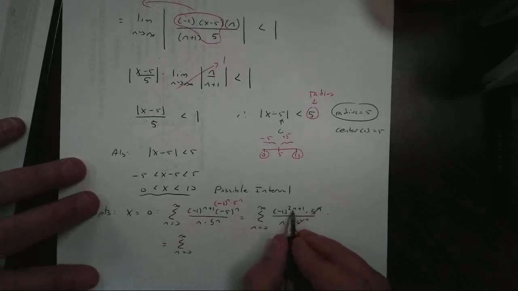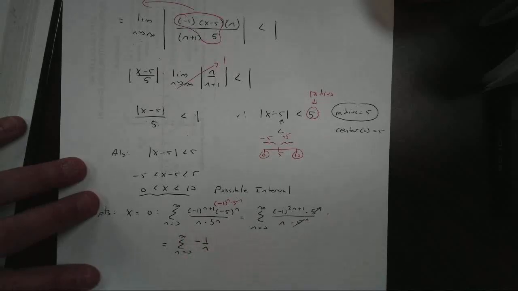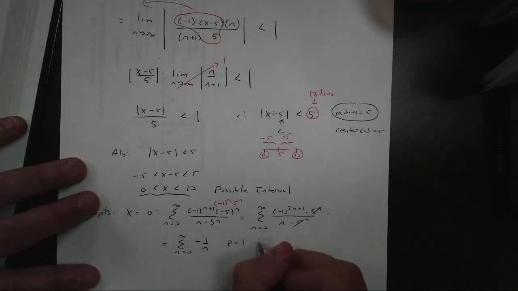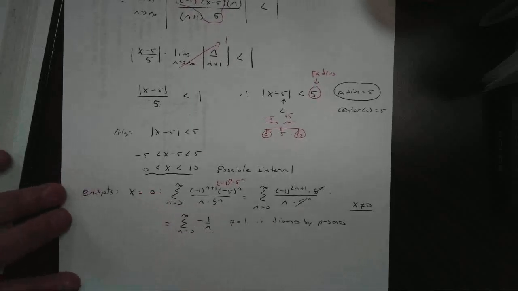Now, if you notice, this is always just going to be negative. So we're going to get a negative 1 over n. Ignoring the negative, really, this is just a p series. P is 1, therefore this series diverges by p series. So therefore, x cannot equal 0. But we do have to check our other endpoint.